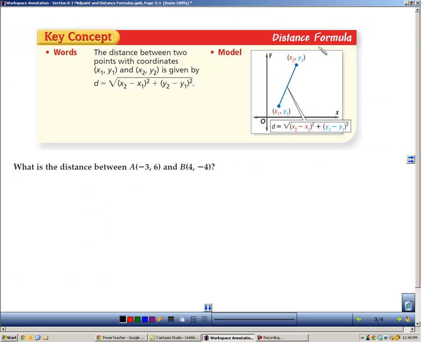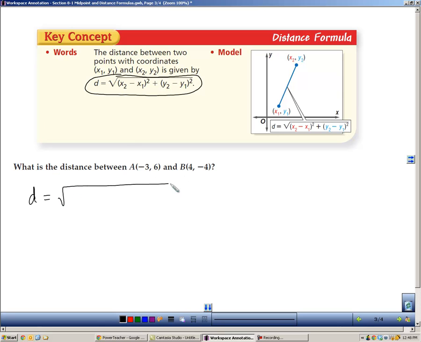Here we're going to look at the distance formula, and the distance formula is right here. You can find the distance between 2 ordered pairs by subtracting the x's and squaring them, and then adding that to the difference of the y's and squaring those. Let's do an example down here. We want to find the distance between point A and point B.